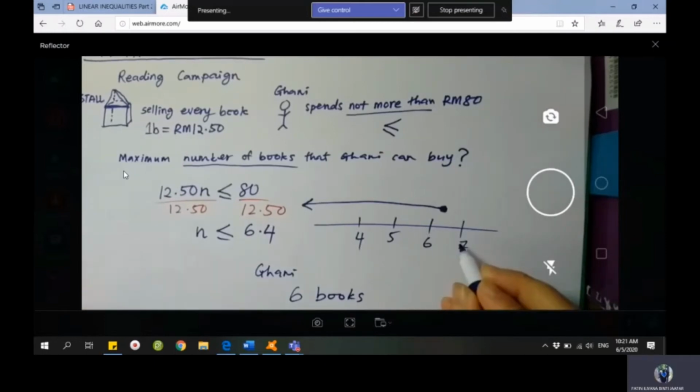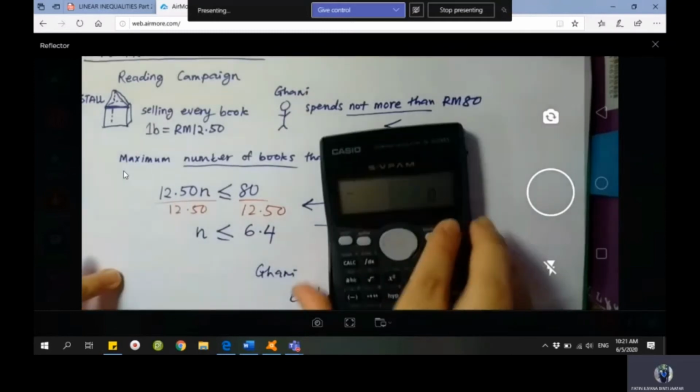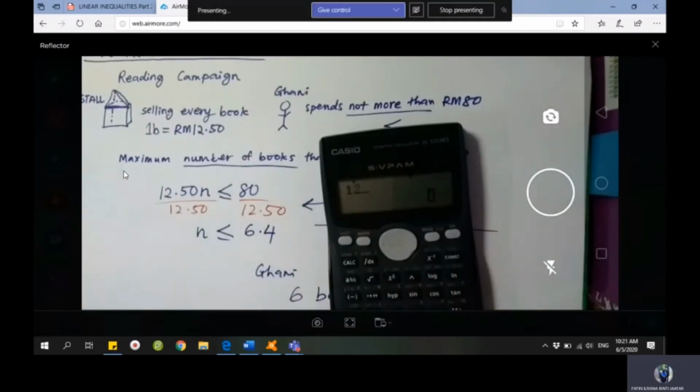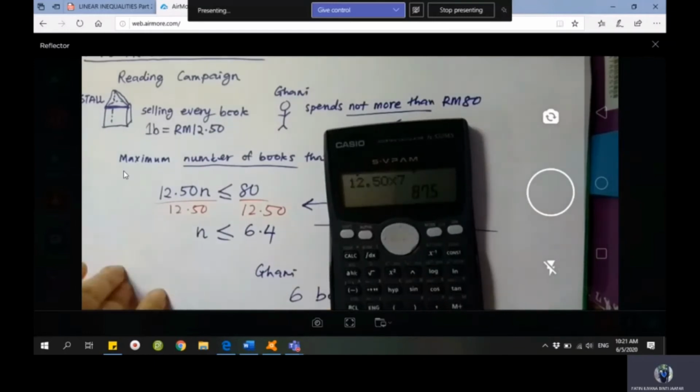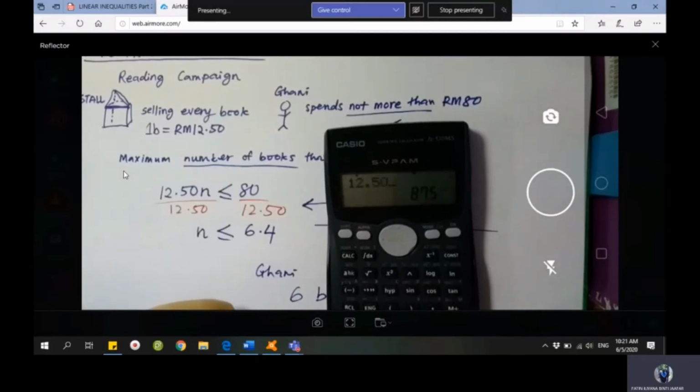Okay. Kenapa bukan 7? Sebab kalau 7 buku, 12.5 ni darab 7, dia dah lebih RM80. 12.5 darab dengan 7, kita akan dapat 87.5 kan. Dia dah lebih RM80. So 12.5 darab dengan 6, kita dapat 75.